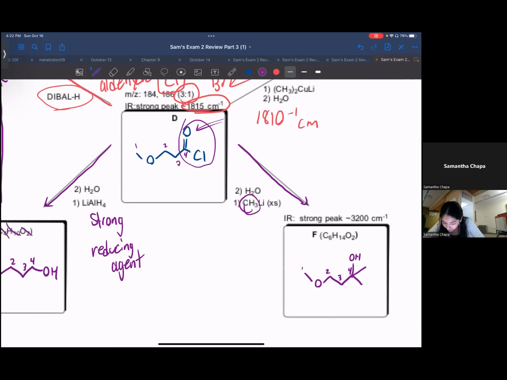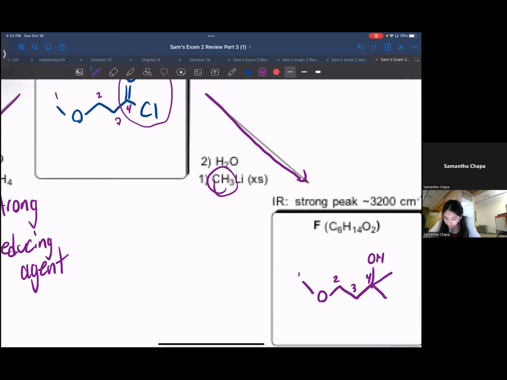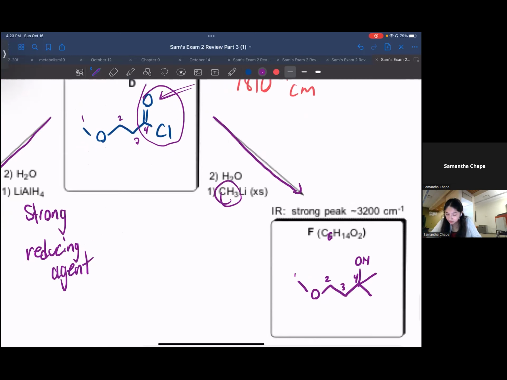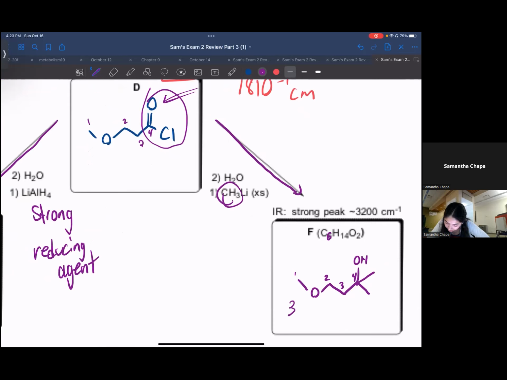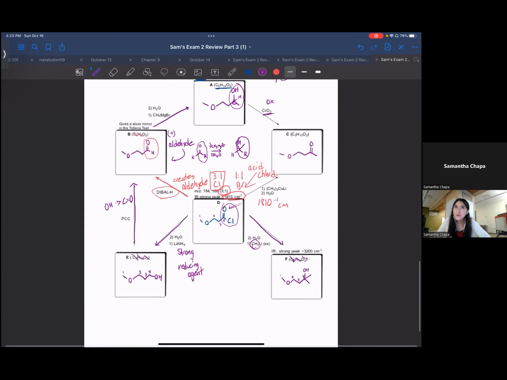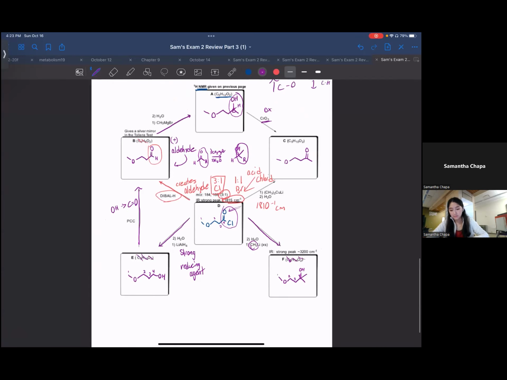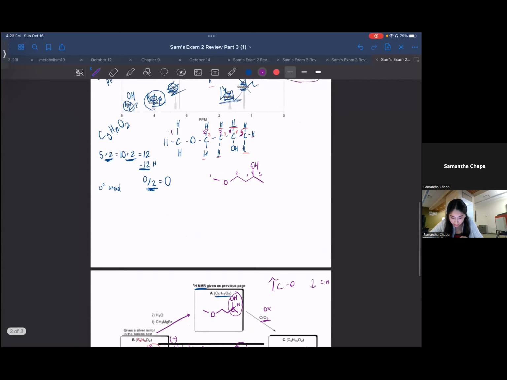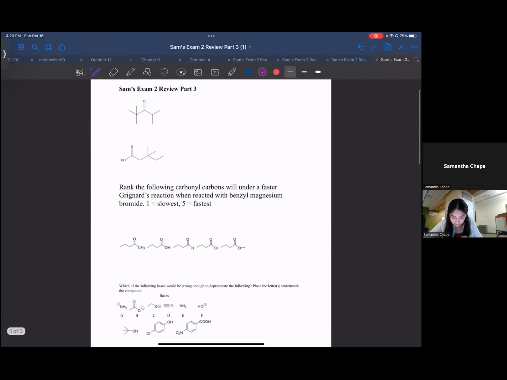Just to make sure I'm good with that, I'm going to count carbons: 1, 2, 3, 4, 5, 6. And that's a 6, I believe. I'm going to count my hydrogens: 3, 2, 2, 3, 3. This is 6, 8, 10, 13, 14. Yeah, we're good. Good with the hydrogens, good with the carbons, and we have 2 OHs. I mean, 2 oxygens. So we're good with that. So we did roadmap and NMR.